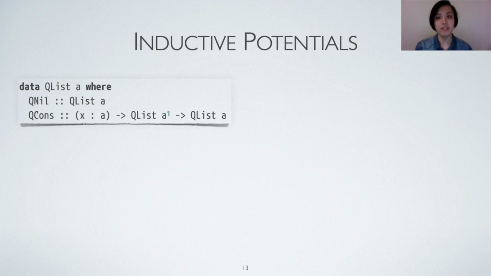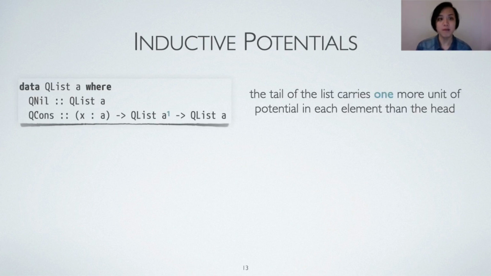Rather than only putting potential on elements in a data structure, we can specify potentials inductively from the formation of the data structure itself. The code on the slide shows the definition of QList, a variant of list types with quadratic potentials. Here, the Q constructor maintains that the tail of the list carries 1 more unit of potential in each element than the head, and the tail itself is again a QList.